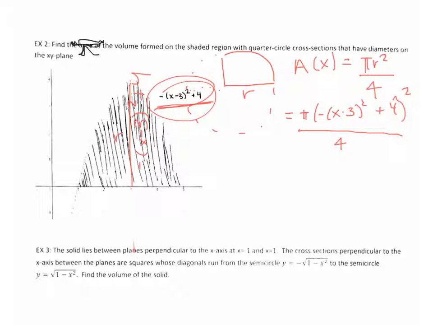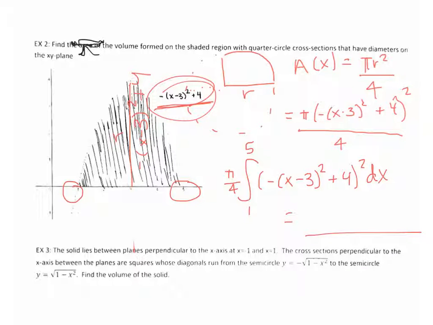Okay, so then same thing, we're going to integrate that, and I know based on the bounds of my region, I'm going to integrate from 1 to 5 of the area of my cross section. So I'm just going to pull pi over 4 out to the outside because it's my constant, and I need to integrate negative x minus 3 squared plus 4 squared with respect to x. I highly recommend just either factoring this whole thing out first and then squaring it, or just, I don't even care, plug it in your calculator. That one's kind of a pain to handle, okay? Okay, so make sure you have an answer here. Next problem.